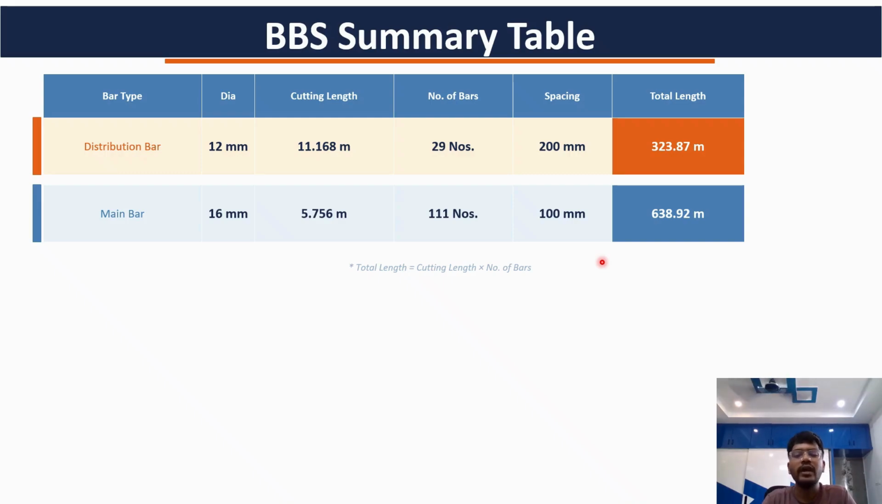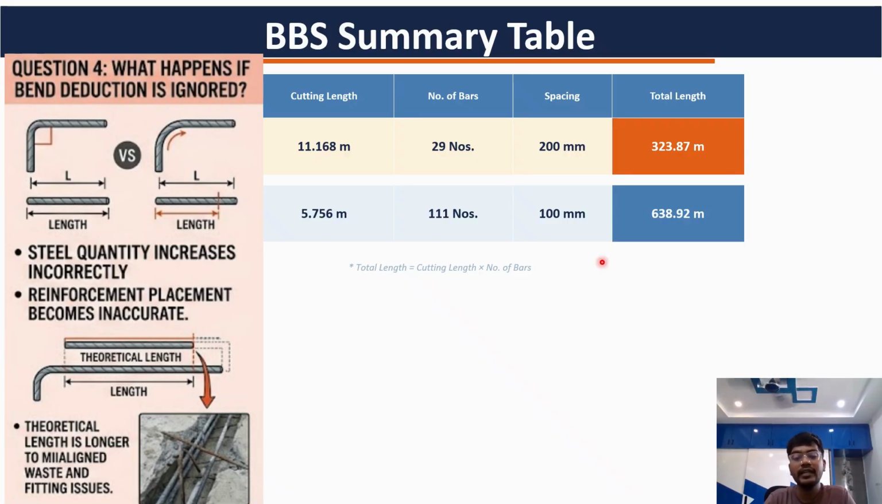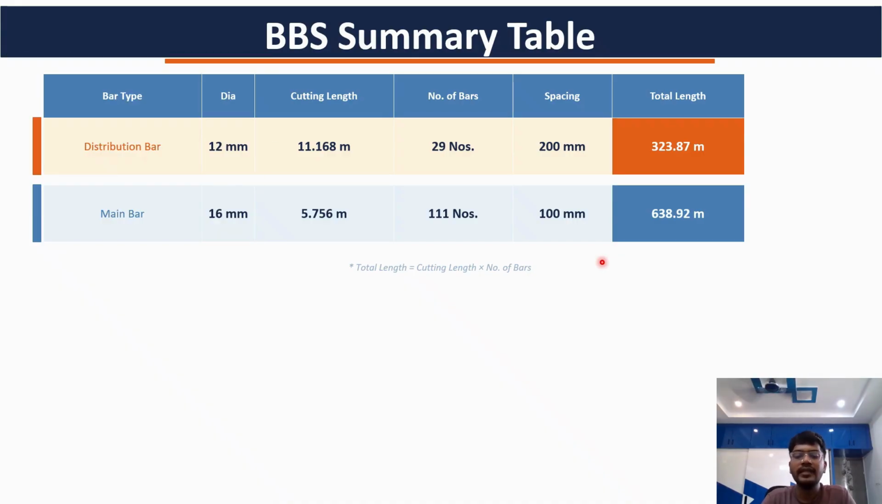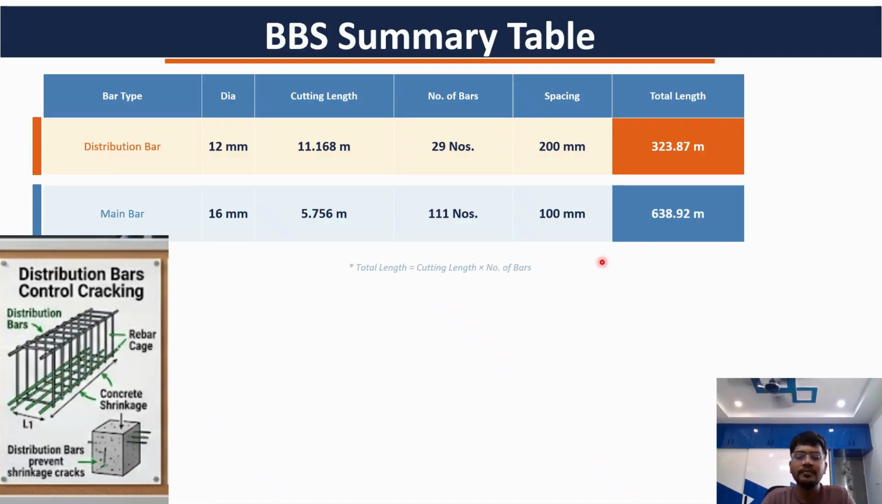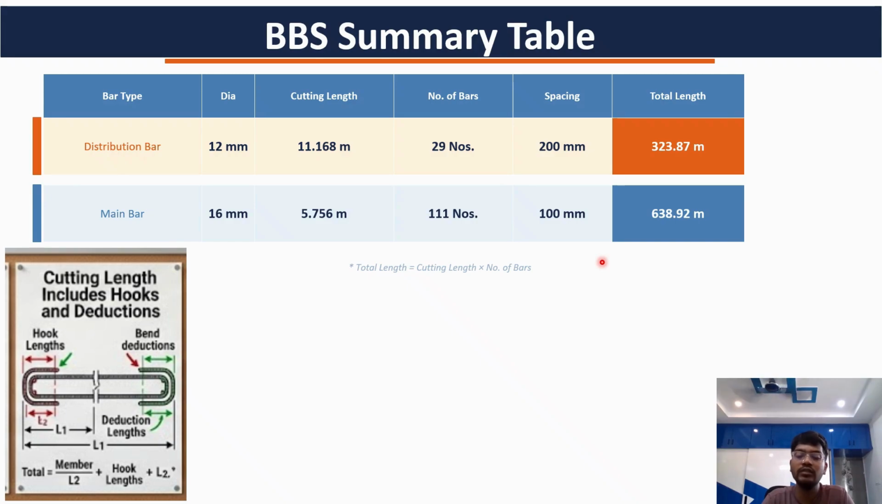Question 4. What happens if bending deduction is ignored? If bending deduction is ignored, then steel quantity increases incorrectly, reinforcement placement becomes inaccurate, and this causes congestion in the steel bars, and the cost of the steel might go significantly higher. In these lessons, you have learned that main bars resist tension, distribution bars control cracking, and cutting length of bar includes hook length and bend deductions.